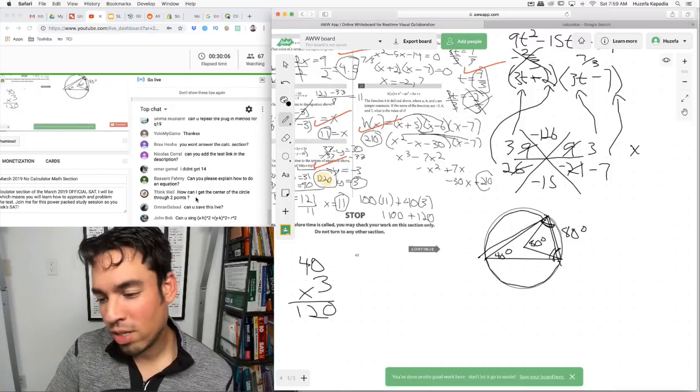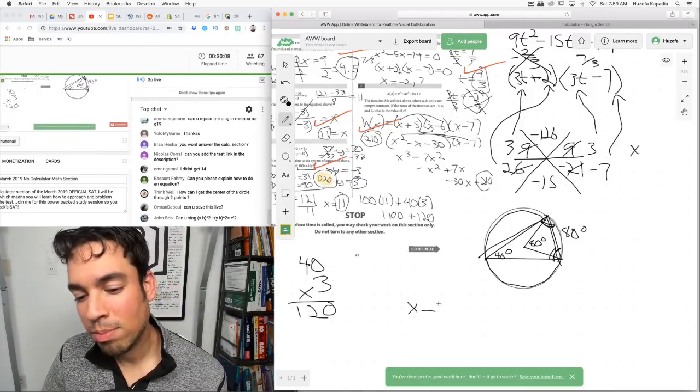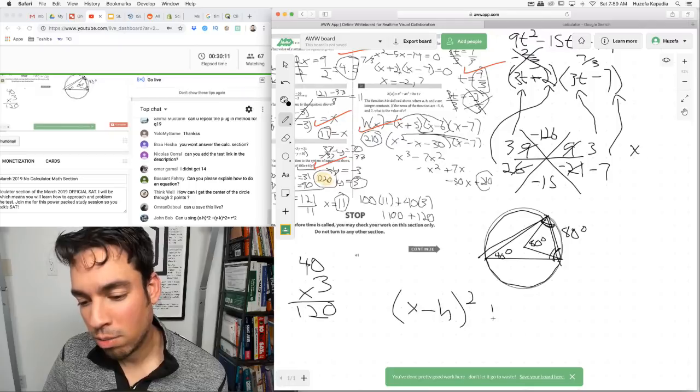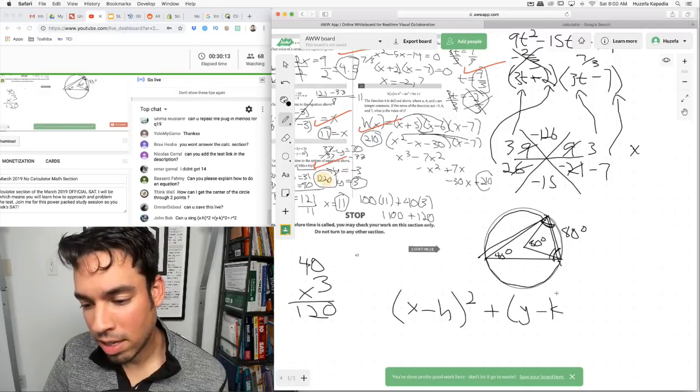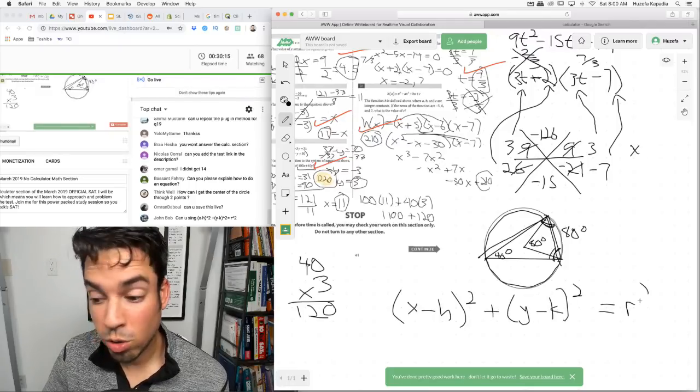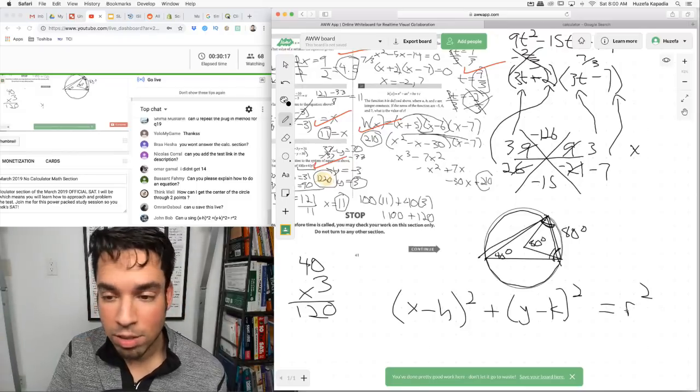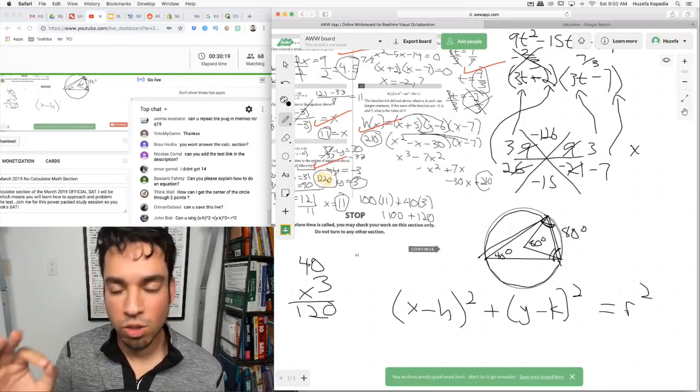So this is to help you memorize the circle formula, which is x minus h squared plus y minus k squared equals r squared, which you definitely need to know for this test. It wasn't on this, but I guarantee you it's on the calculator. So it goes like this.